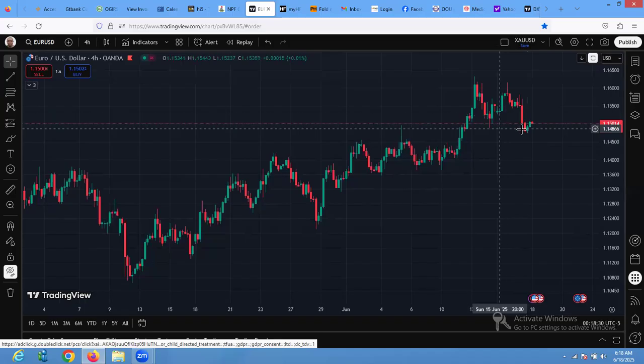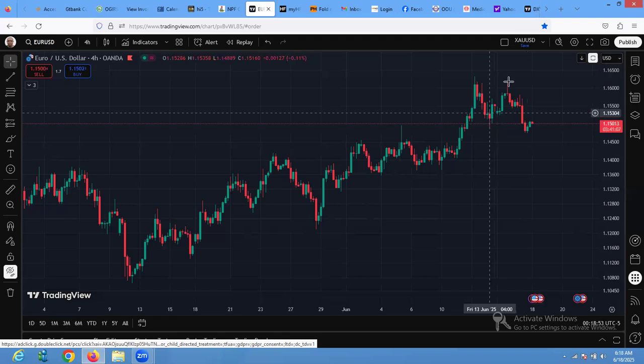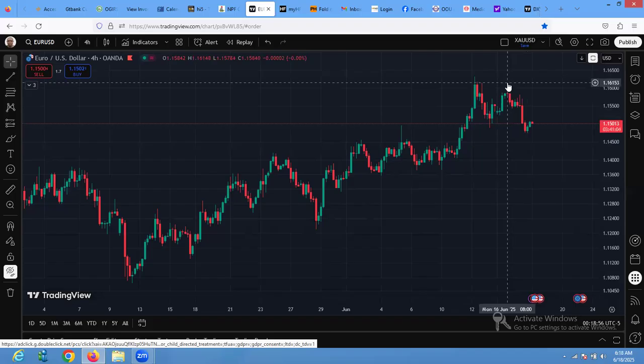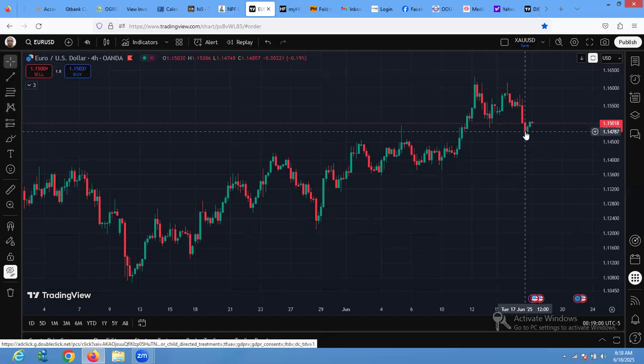This looks like a regular flat here, or you can easily even pass it for a zigzag because of this 1, 2, 3, 4, 5 nature of this. It's like 5 waves. Then this one is 3, with 1, 2, 3 in the middle, and this is 1, 2, 3. So this one looks incomplete.